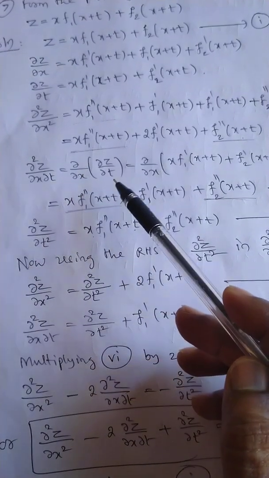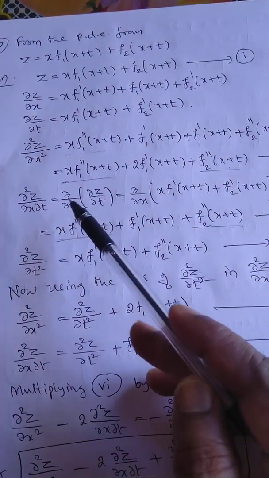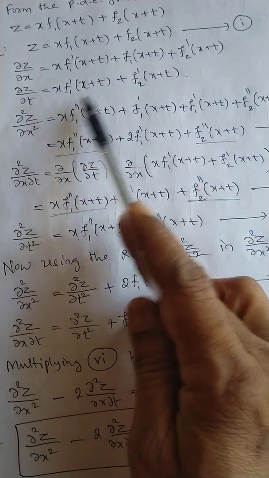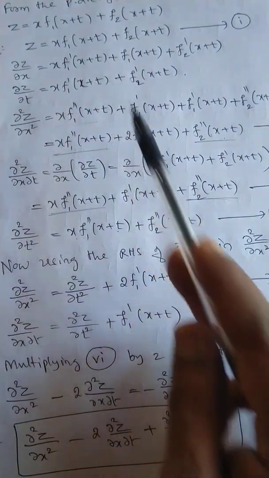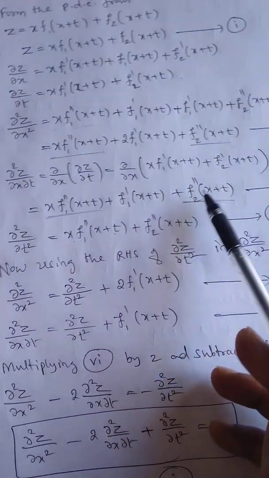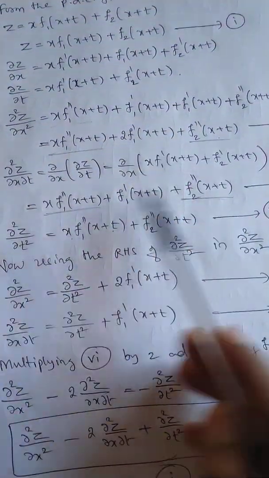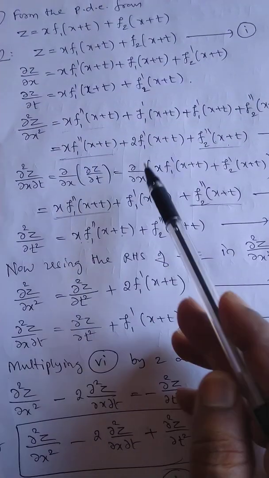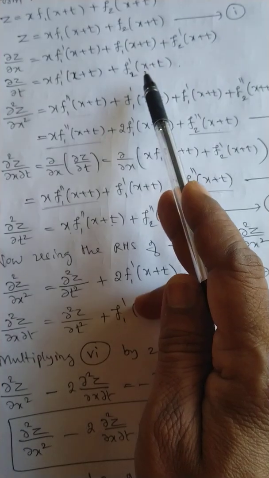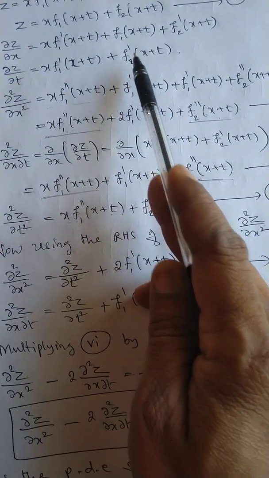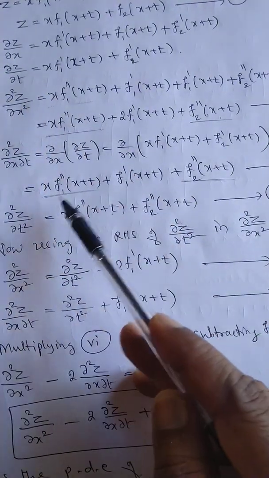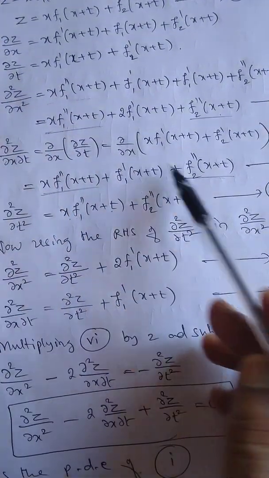Next we calculate ∂²z/∂x∂t. Take ∂z/∂t and differentiate partially with respect to x. So ∂/∂x of ∂z/∂t, which is this. Differentiate this equation partially with respect to x. We have x f1 double dash plus f1 dash plus f2 double dash. The first term by product rule, and f2 dash differentiation is f2 double dash. x f1 dash by product rule is x f1 double dash plus f1 dash.